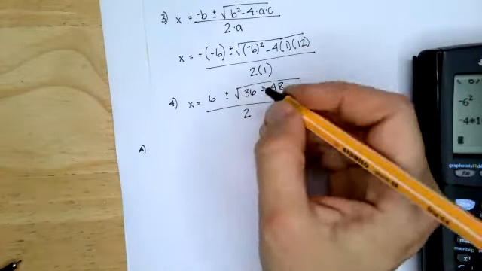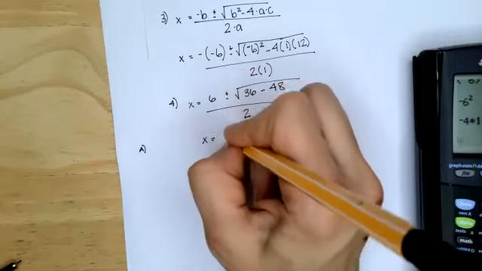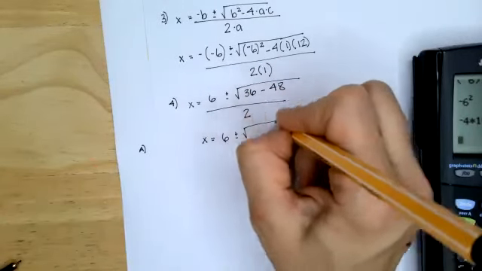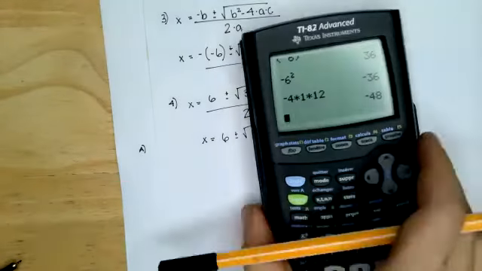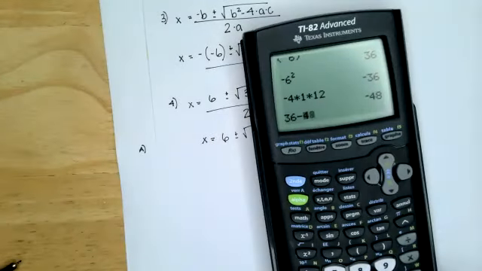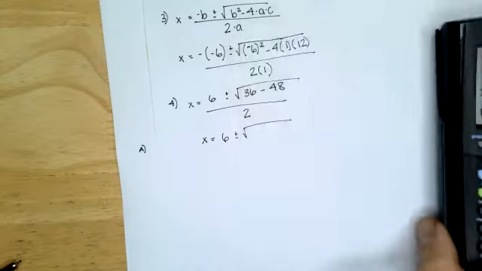All right, 36 minus 48. So we can simplify 36 minus 48 as negative 12.